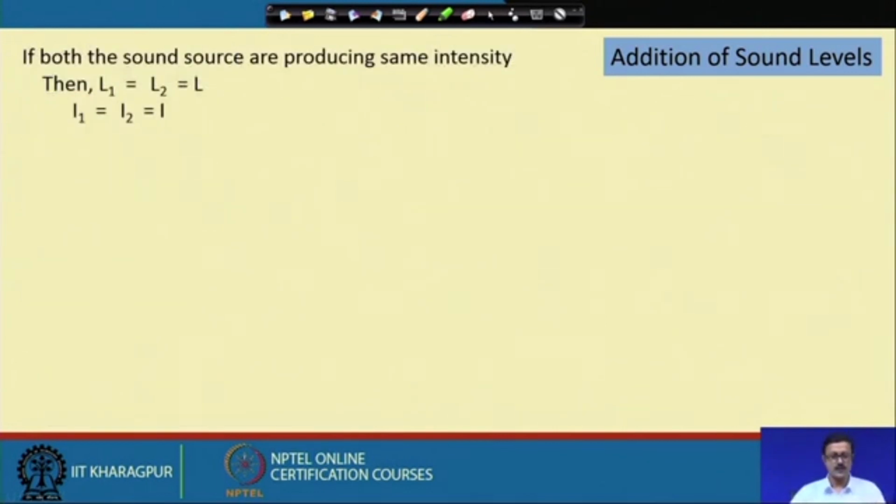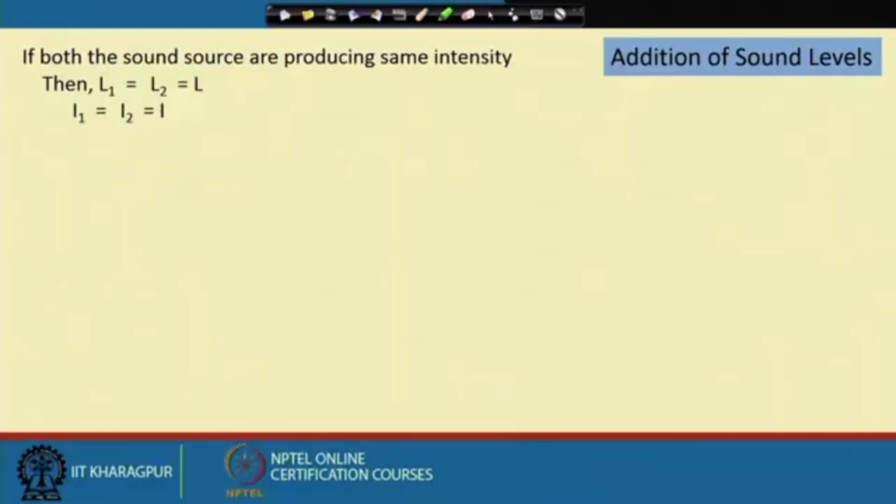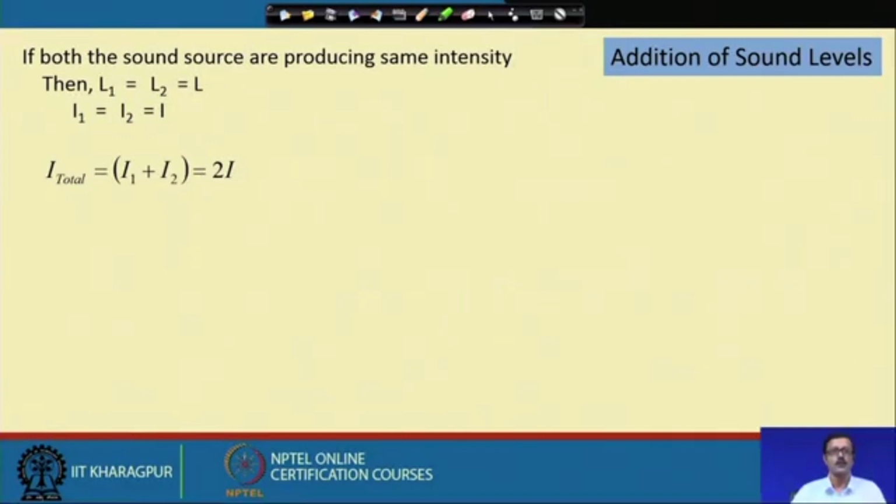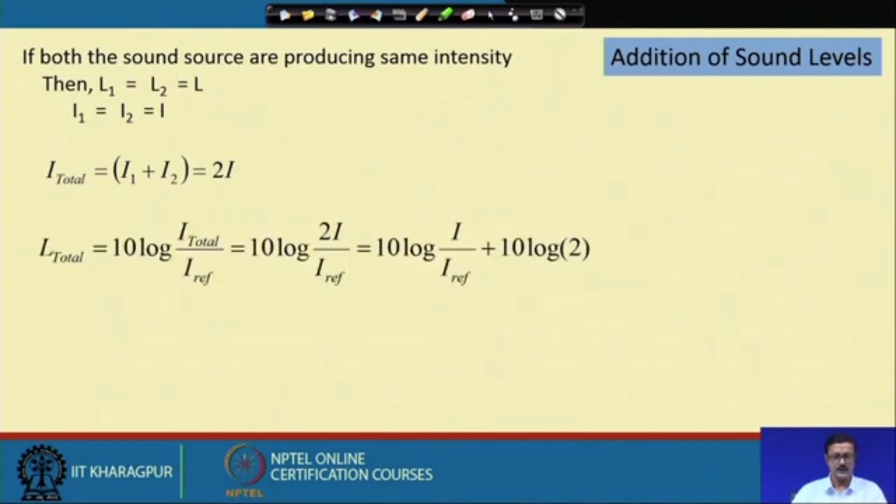Now, for the addition of sound levels, let us further say that the two levels L1 and L2, which we have just discussed, are similar. So, there are two sound sources giving the similar output. So, L1 is equal to L2, and that is equal to L. So, definitely the intensities I1 and I2 will also be similar. So, the total intensity is twice I, and finally, in place of the total intensity it is now 2I by I reference.